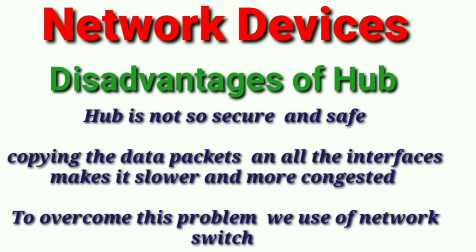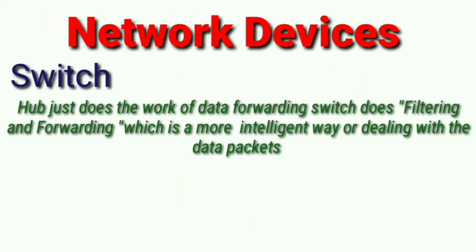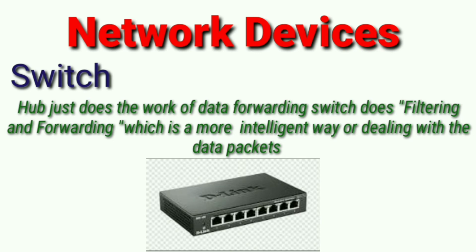To overcome these problems, we use a network switch. A switch is more intelligent than a hub. A hub just does the work of data forwarding. A switch does filtering and forwarding, which is a more intelligent way of dealing with data packets. So when a packet is received at one of the interfaces of the switch, it checks the destination address and transfers the data packet to the correct receiver. Before forwarding, the packets are checked for network errors. This technique is called the packet switching technique.